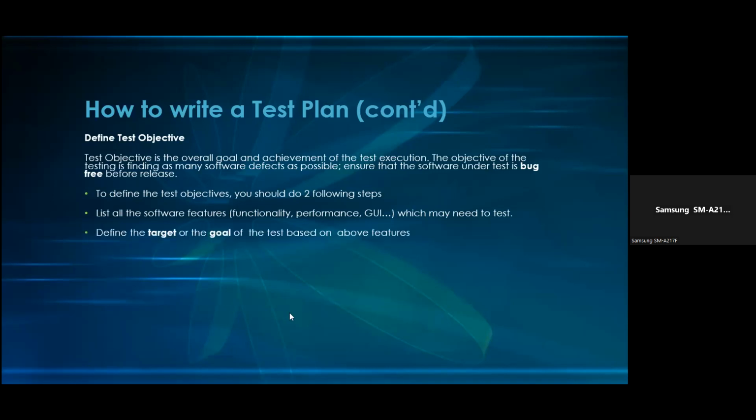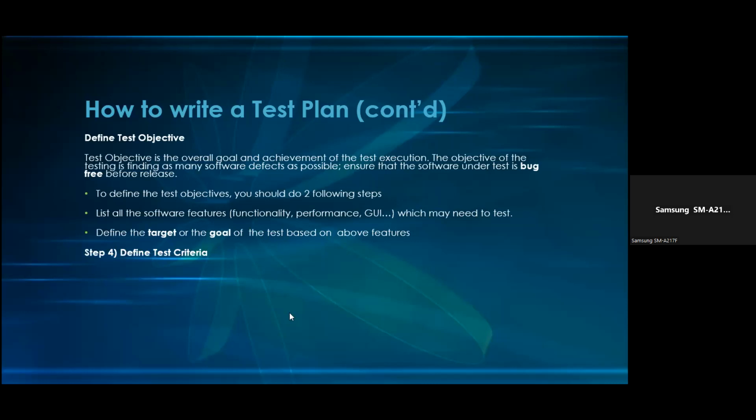Then define the target or the goal of the test based on the above features. So for the functional part of it, this is what we want to test. For the non-functional part of it, for performance, security, the GUI. So you need to know the goal of each of what you are testing in the feature.